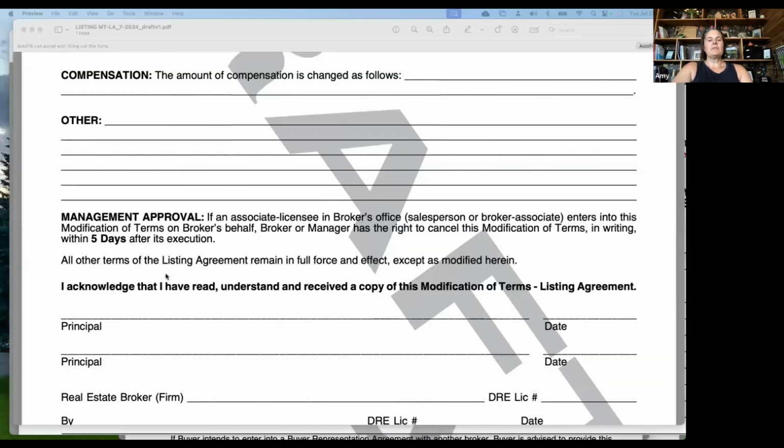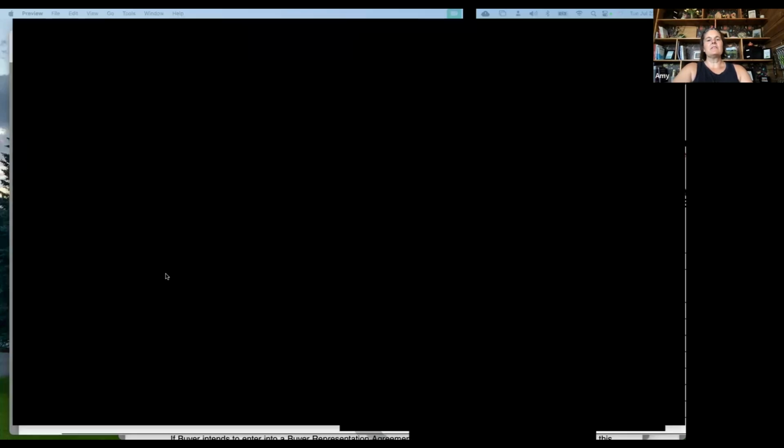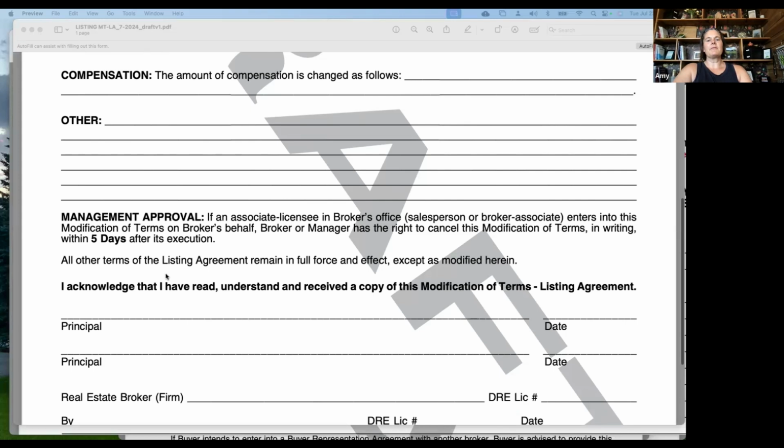Management approval: if an associate licensee in broker's office enters into this modification of terms on broker's behalf, the broker or manager has the right to cancel this modification of terms in writing within 5 days after its execution. Hence the reason we have rules of why signed documents need to go into SkySlope immediately, generally within 24 hours of signatures is our rule in the office. So get it over to the transaction coordinator so they can get it uploaded so that it can be reviewed in case somebody wants to terminate the agreement that you just made, because ultimately your agreement is between the seller and the brokerage. You're just the agent representing the brokerage.